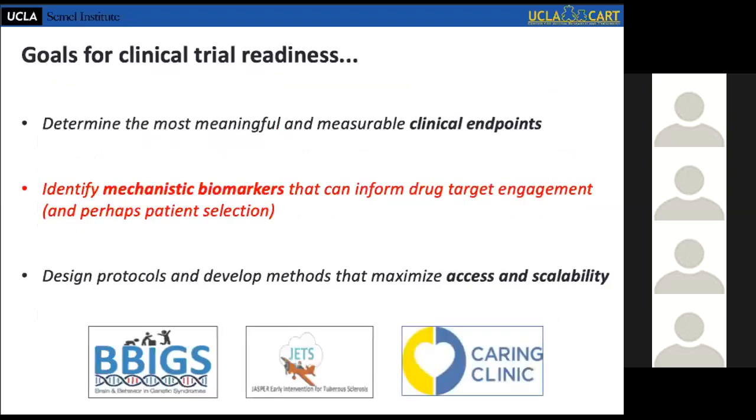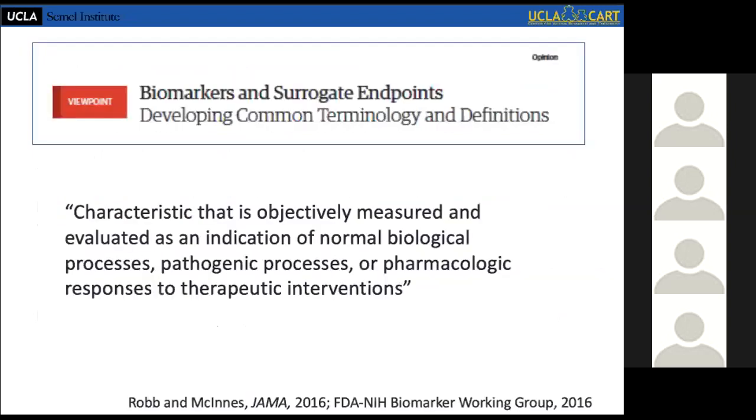Okay, so the second piece in clinical trial readiness is this issue about biomarkers, okay? And biomarkers is a whole topic unto itself. I have a whole talk on biomarkers. I'm going to spend 3 minutes on this, but I just want to remind all of you what a biomarker is. It's any characteristic that's objectively measured and evaluated as an indication of either a normal biological process or a pathogenic process, or as a response to treatment.